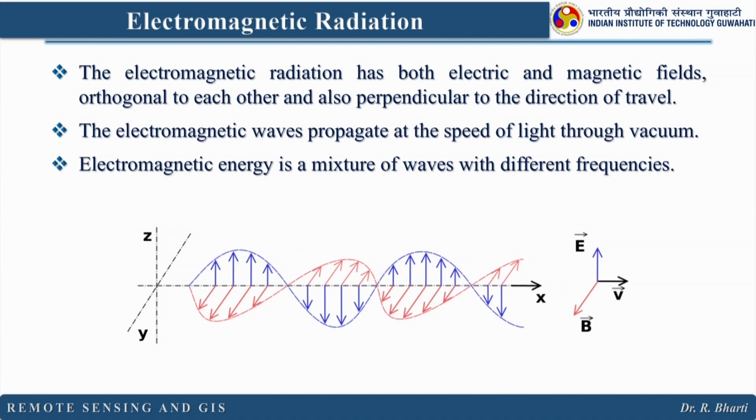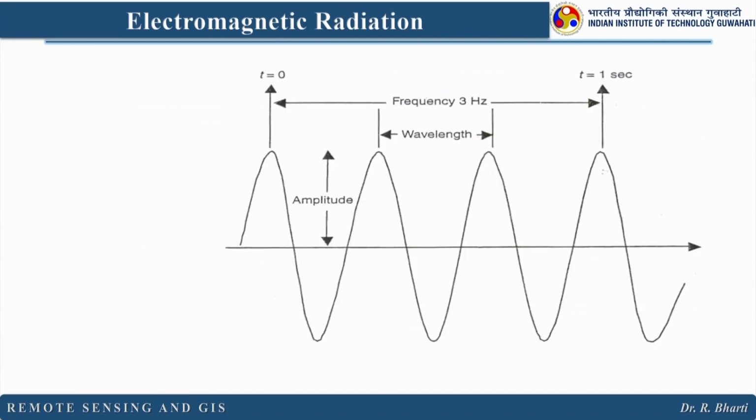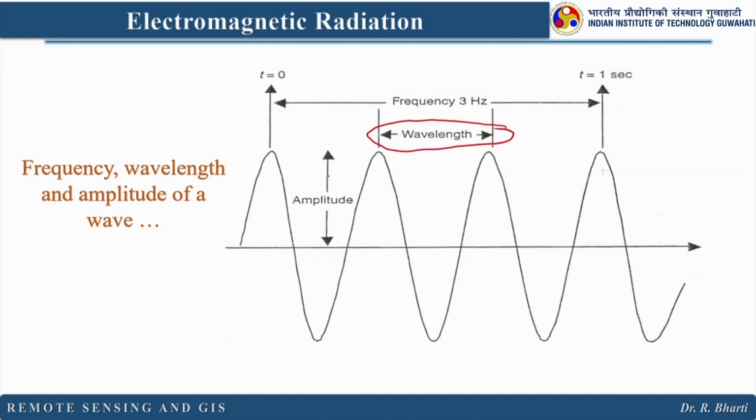Electromagnetic energy is a mixture of waves with different frequencies, that we have already seen, starting from visible, then infrared, then microwave. So there are different wavelengths, different frequencies, different energy associated with them. These are just fundamentals, but you have to understand them thoroughly. So frequency, wavelength and amplitude of a wave. Here you can see this is the wavelength, how we define our wavelength, and this is the amplitude of our wave, right, and this is the frequency. This is very important, you have to understand it, then only you will be able to use remote sensing and GIS in your problem.